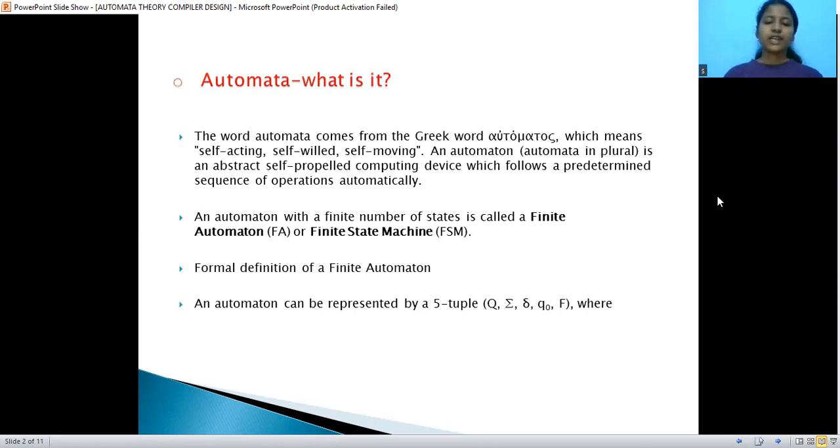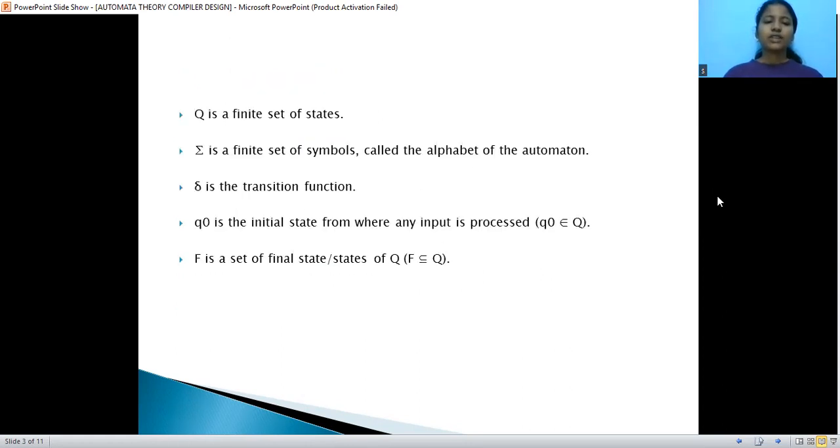Formal definition of a finite automaton. An automaton can be represented by the five tuples Q, Sigma, Delta, Q0, F, where Q is a finite set of states. Sigma is the finite set of symbols called the alphabet of the automaton. Delta is the transition function. Q0 is the initial state from where any input is processed, Q0 belongs to Q. F is the set of final states of Q, F is a subset of Q.